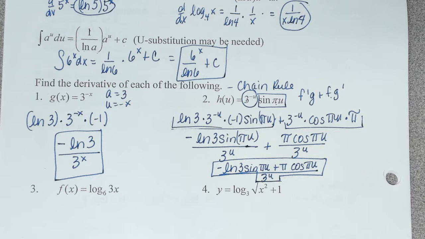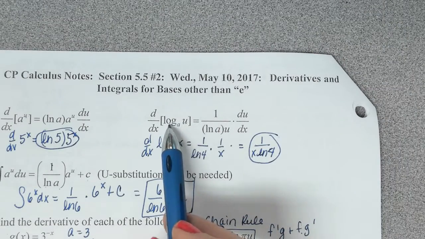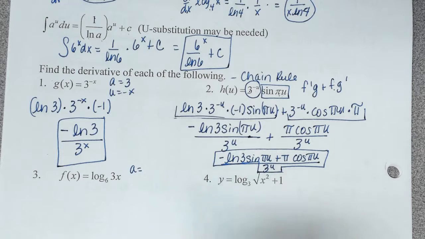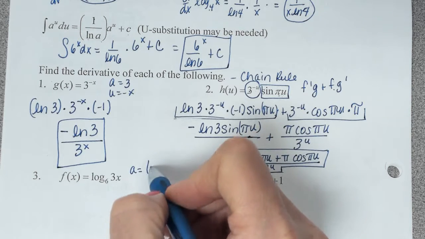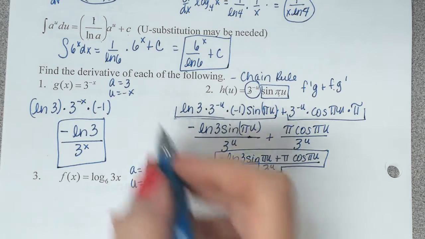All right, let's go on to number 3. Number 3 is a log. So we're going to look up at our log basic formula. It's log base A of u. You might want to write down, what is A? Teresa, what's in the A spot? And then u, what's u, Brandon? U is?